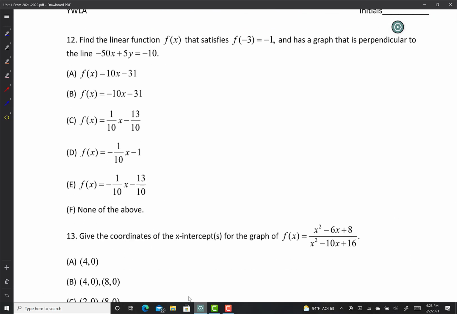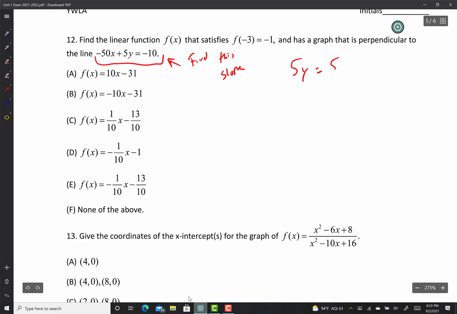Find the linear function that satisfies (-3, -1) and has a graph that is perpendicular to the line. So here's the line that I'm perpendicular with. First find this slope. Here we go: 5y = 50x - 10. Divide by 5, divide by 5, divide by 5. y = 10x - 2. We don't really care about that minus 2, guys. This is what we care about.